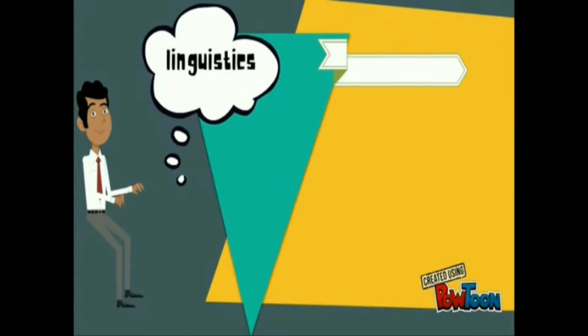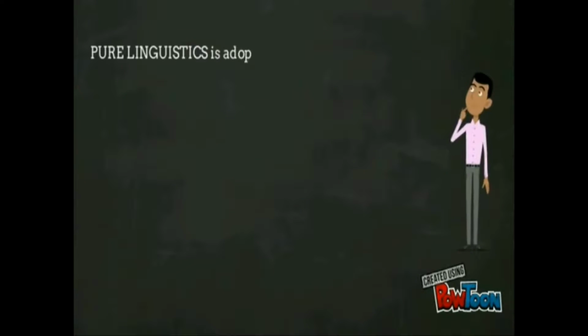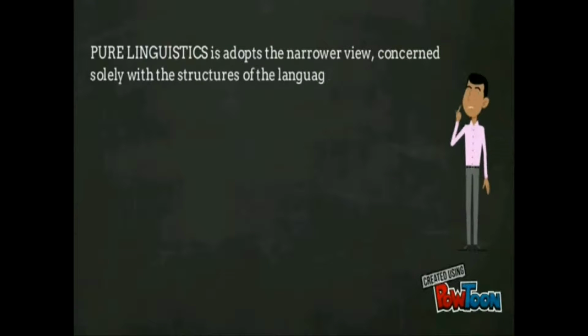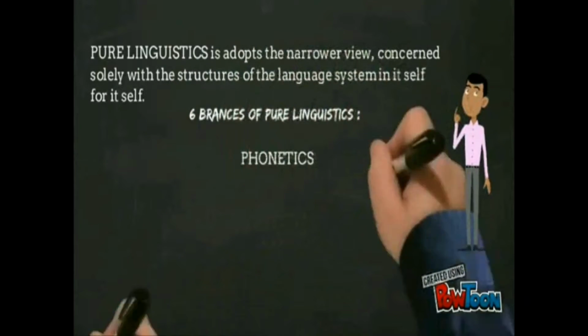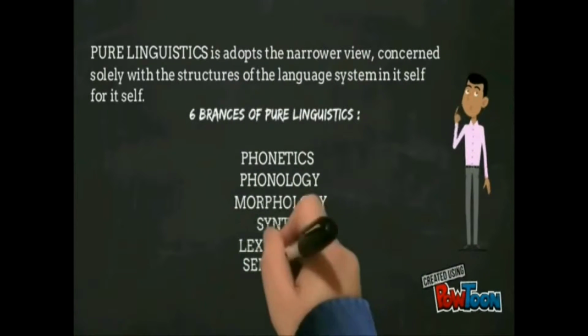Linguistics is divided into two. First, pure linguistics. Second, applied linguistics. Pure linguistics adopts a narrow view concerned solely with the structure of the language system in itself and for itself. The six branches of pure linguistics are phonetics, phonology, morphology, syntax, lexicology, and semantics.